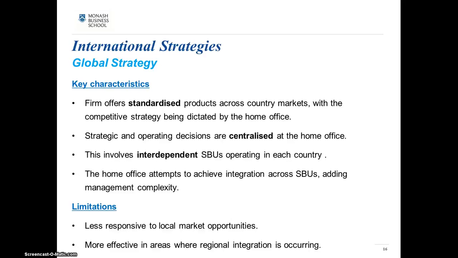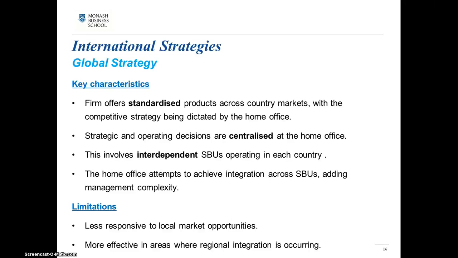That is, instead of operating on their own, interdependent means they are now linked. They work together to achieve things like economies of scale, because they're all basically offering the same thing. And the home office attempts to achieve integration across those SBUs, adding management complexity. Now, as you can imagine, there are also some disadvantages to this strategy.